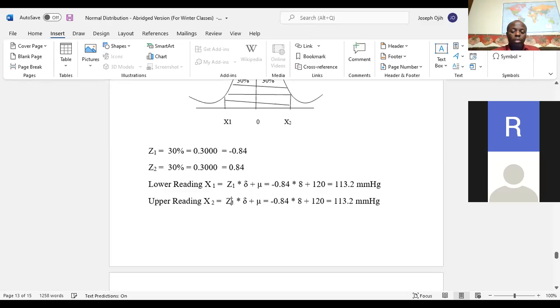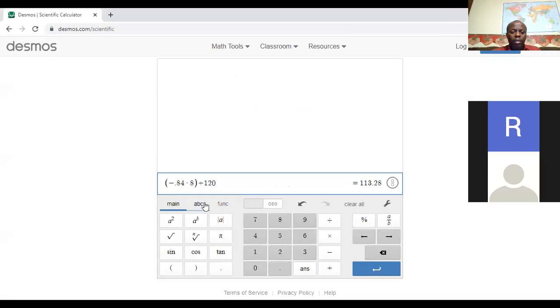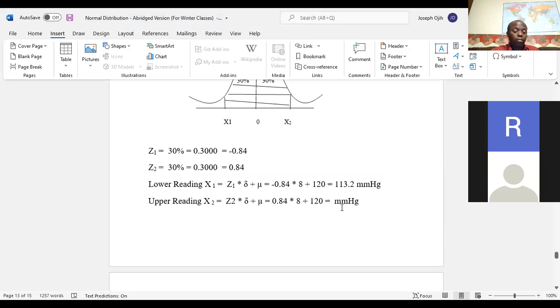So it's going to be z2, which is positive. So just remove the negative sign here, so that we can get our answer. So we go to our calculator and put the number in. Remove the negative sign. This is 126.72. So 126.72. So this is the lower reading, and this is the upper reading.